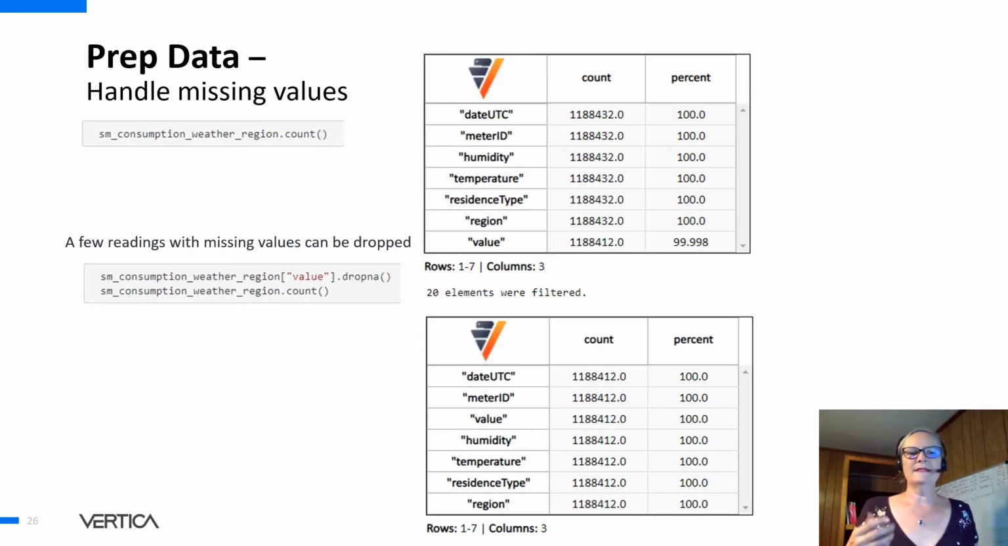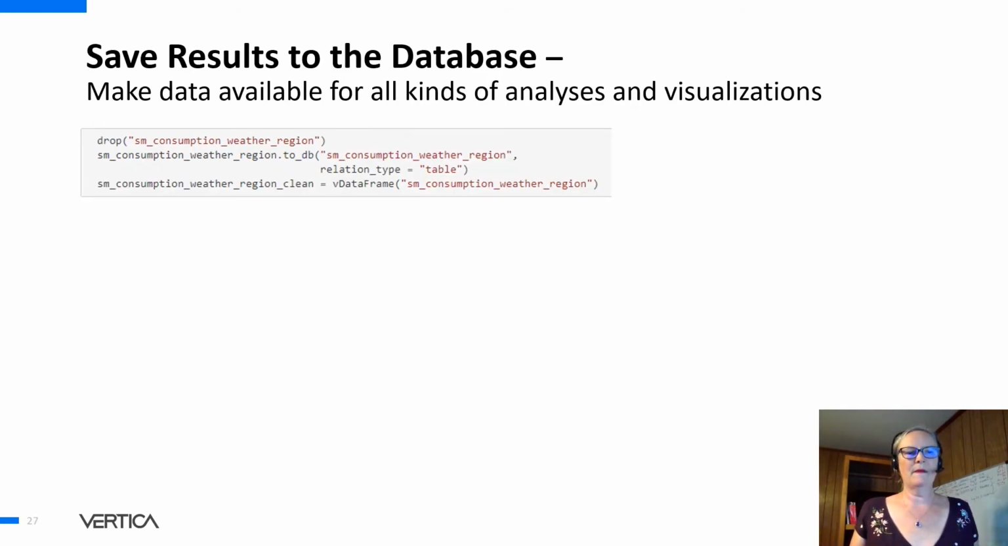So the next thing I'm going to do is look at some stats, and it looks like I'm missing a few values, not very many, on my meter readings. So I'm just going to drop those. They aren't really important; there's not enough of them to matter. And then I'm going to save the data. I'm going to put it into a table.